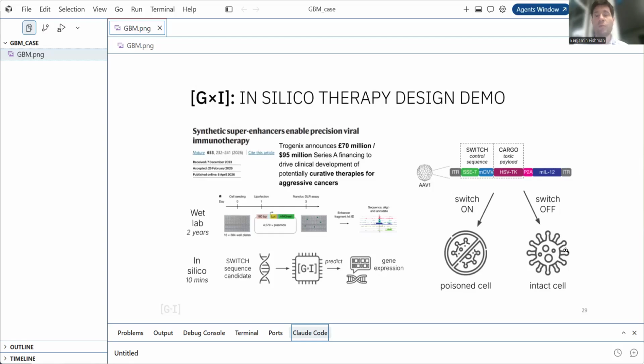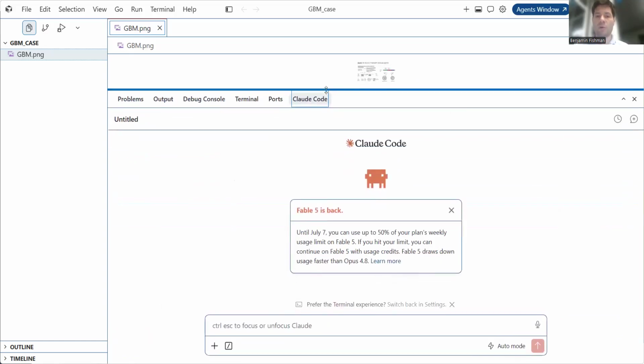So if the gene were damaging healthy neurons, the therapy would cause too much collateral damage and could not be used. It's tricky to make the sequence that will activate the gene only in cancer cells, and it took the company a couple of years to develop this DNA switch. It was lots of candidate probing in the laboratory, and right now I'm going to show you how we can speed up this cycle significantly using Claude Code with genomic intelligence models.